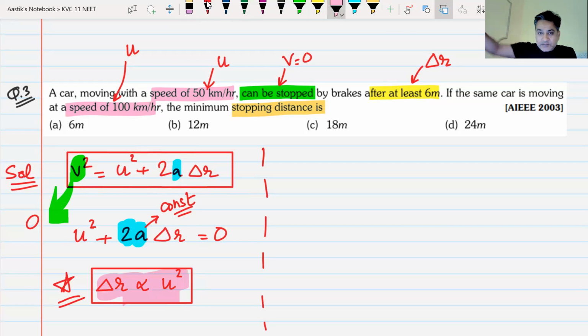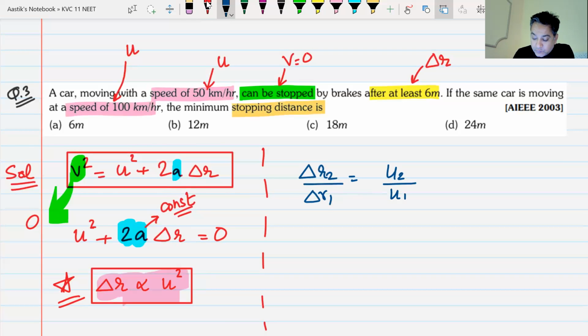The distance in which it will stop will be proportional to the velocity square. So now I can write the first displacement divided by the second displacement. The second displacement, which I have to find out, divided by the first displacement, will be equal to u2 divided by u1 square. Do we understand this?